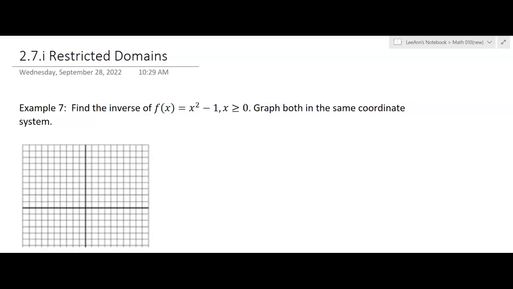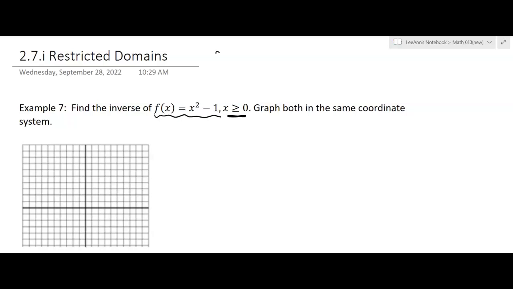So now we're going to talk about that whole restricted domain type thing here. But let's go back to just some things that we know, a little review. It says find the inverse of, and it gives us this function. Well, here's the restriction right here. We'll talk about that in a minute.